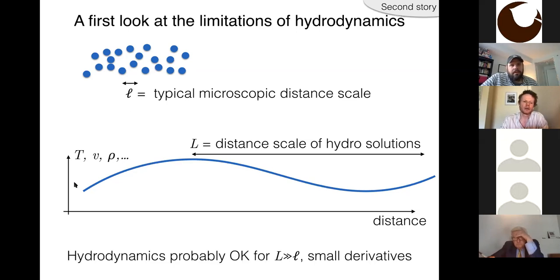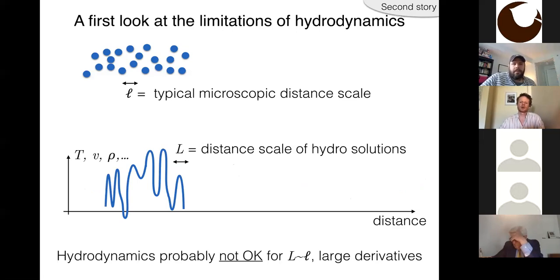On the other hand, if you look at the solutions to your fluid mechanical equations, so how temperature or the fluid velocity changes as a function of distance, you will see there's another scale, the capital L scale, the macroscopic scale of your solution. This capital L can be, say, the wavelength of your sound wave or the size of your pipe or whatnot. Hydrodynamics is probably okay when capital L is much bigger than small l, meaning when the derivatives of this blue function are in some sense small.